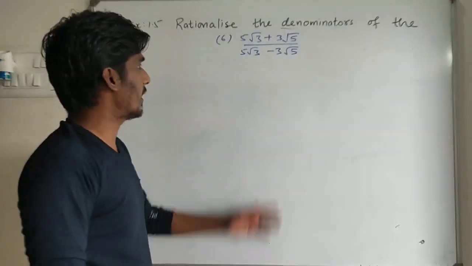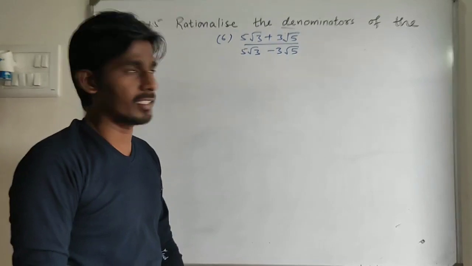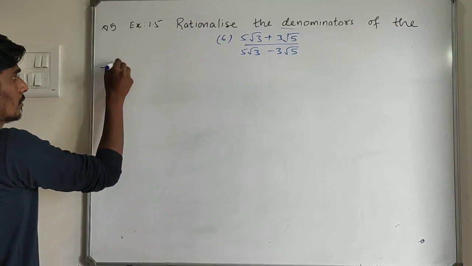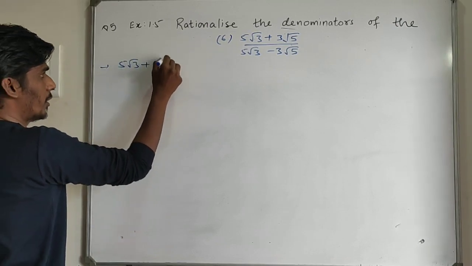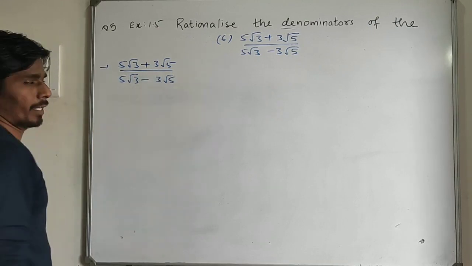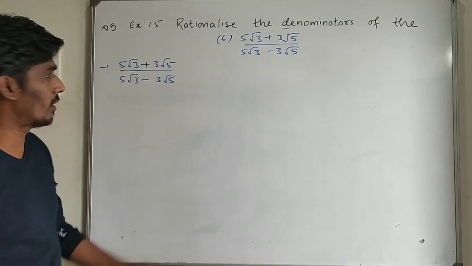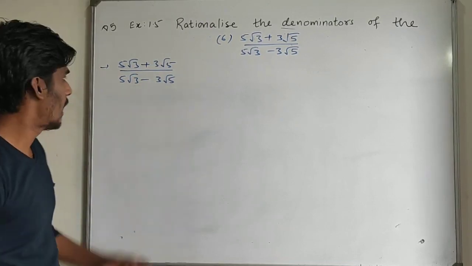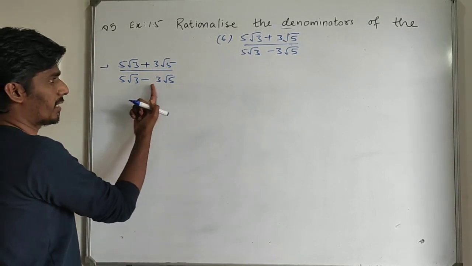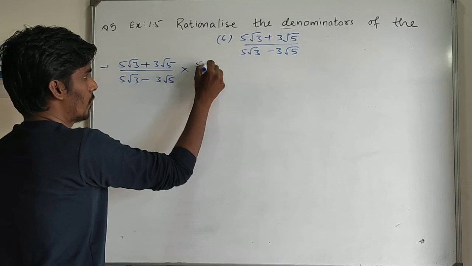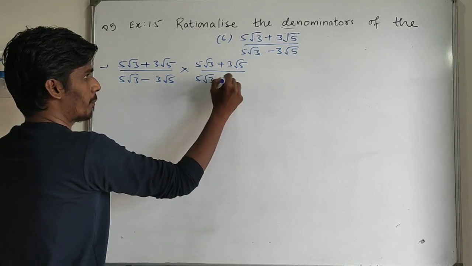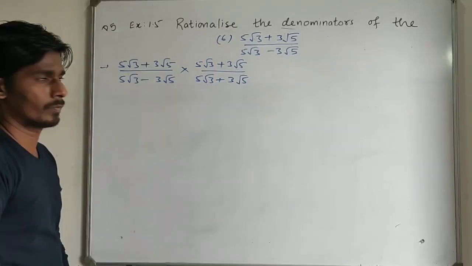Now a somewhat difficult question. It's an extra question. Still, try to understand this. Here, first step, 5 root 3 plus 3 root 5 upon 5 root 3 minus 3 root 5. As we know, we have to rationalize the denominator. Whatever denominator I can see here, I am going to multiply by its opposite sign. So 5 root 3 minus 3 root 5, so I am going to multiply here 5 root 3 plus 3 root 5.